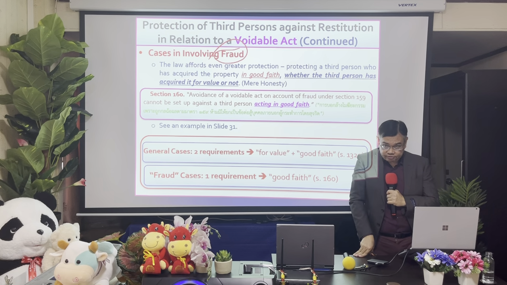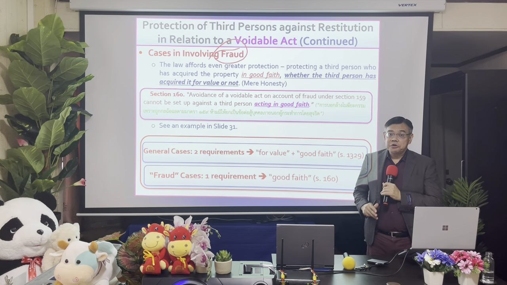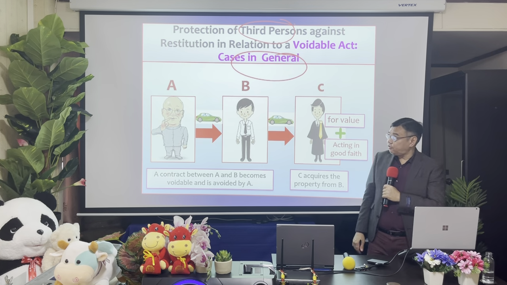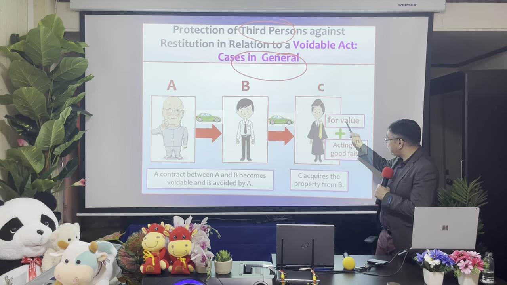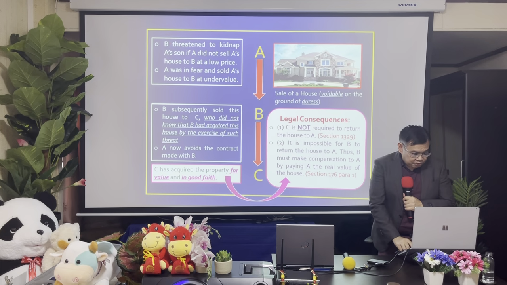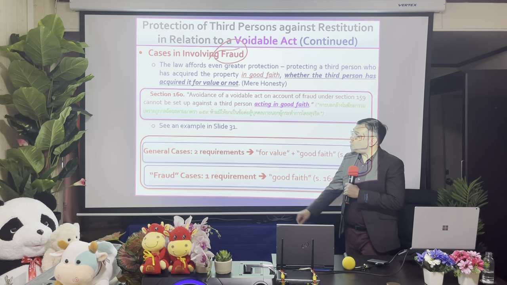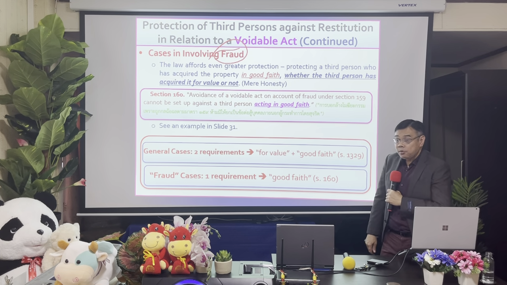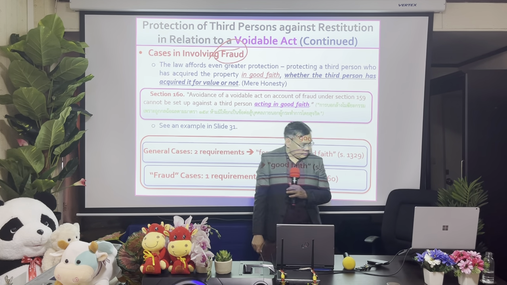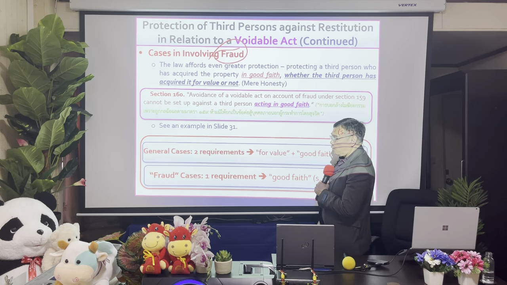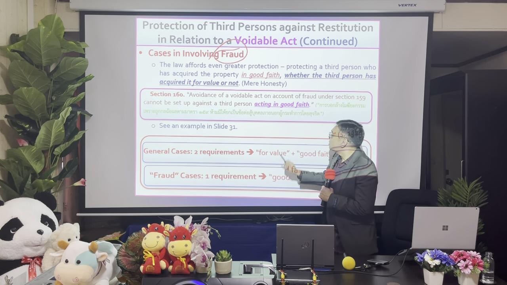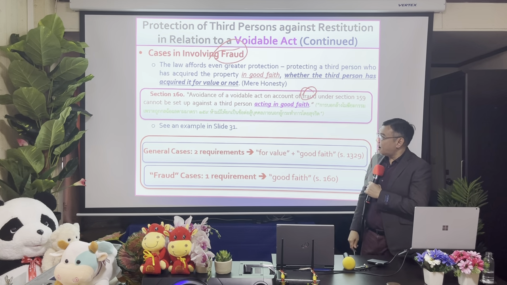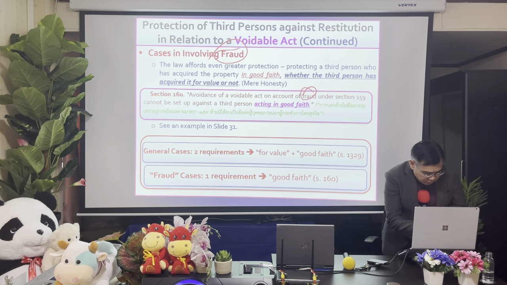In the case which involves fraud, the law protects a third party even more than in cases in general. Remember, in cases in general, the law protects the third party only when the third party has received property for value and in good faith. With respect to the case which involves fraud, the law protects the third party even better, because section 160 provides that avoidance of a voidable act on account of fraud under section 159 cannot be set up against a third person acting in good faith.